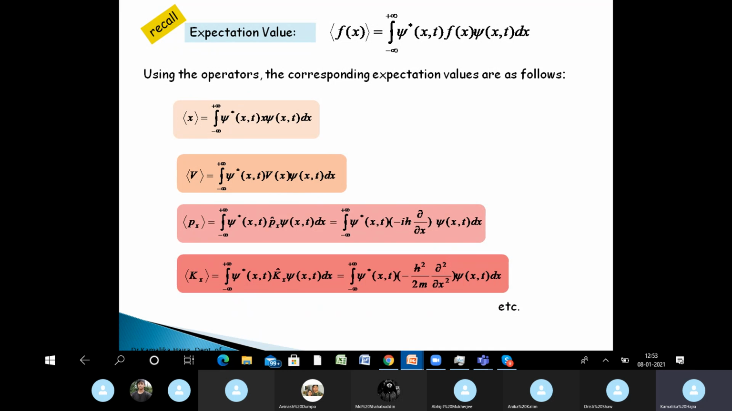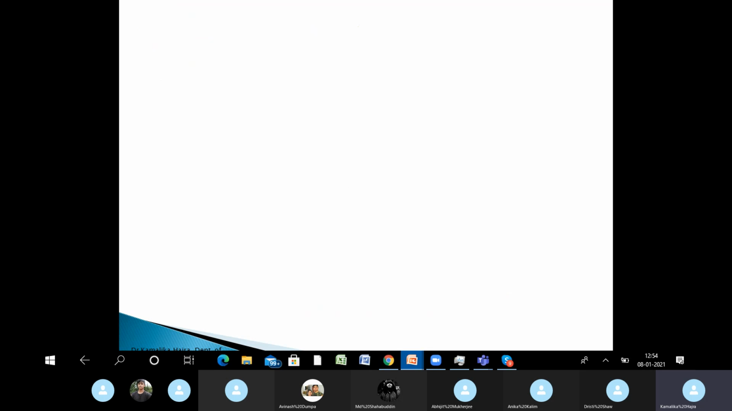of linear momentum. Similarly, expectation value of kinetic energy. In place of kinetic energy, you write down the operator form. So basically, you have to calculate del 2 by del x 2 acting on psi and then calculate this integration and you'll find the expectation value of kinetic energy. So in this manner, whatever dynamical variable you are talking about, you can calculate its expectation value by writing it in the operator form.